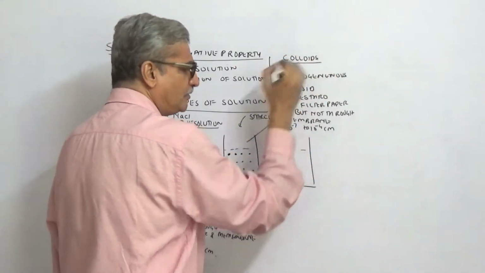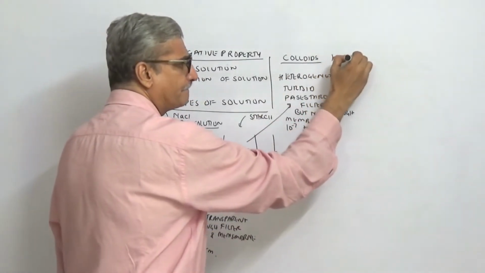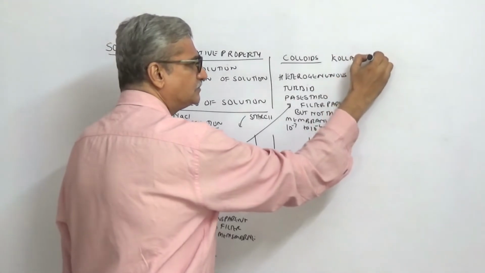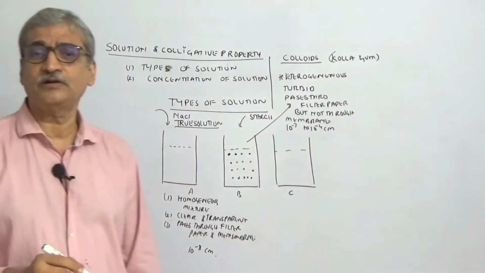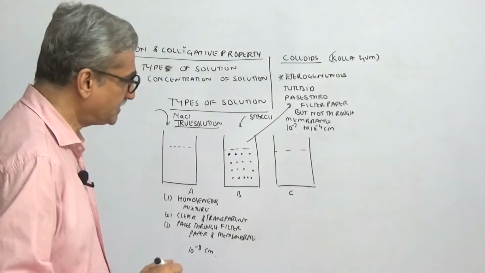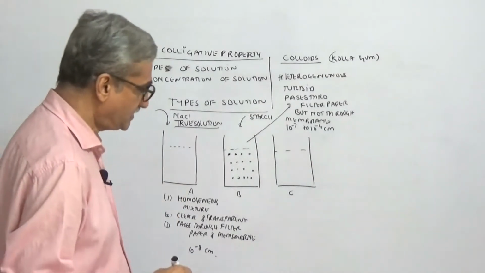How did we get the name colloid? From the Greek word cola, which means gum. So gum in water, gum is suspended in water, it will show all these properties. It is clear. And gum in Latin is called cola, hence this is called colloids.